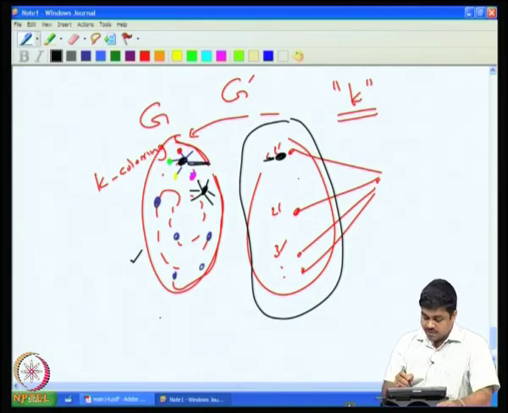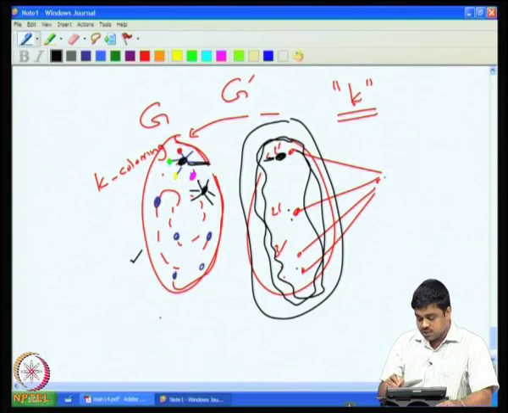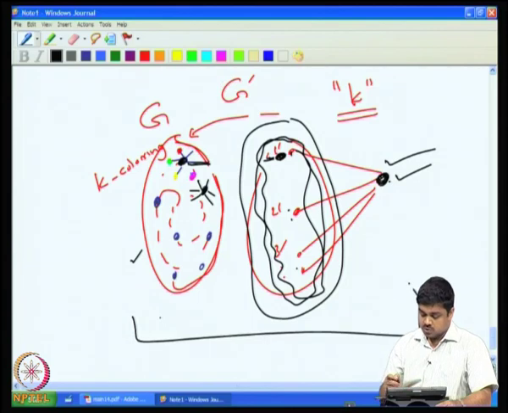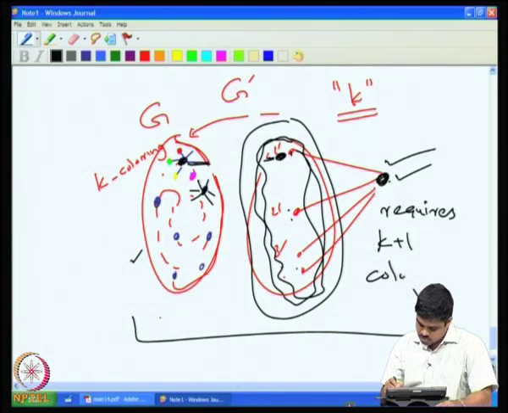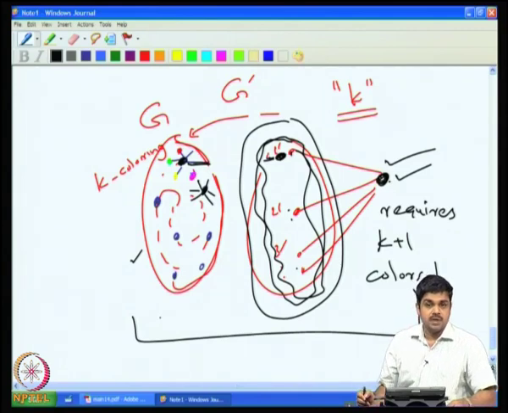So it so happens that all the k colors will appear in this set, in this group also. And now the final vertex has to get a new color, because all the available k colors have appeared in its neighborhood, so it should get a k plus 1, there is no other way. So it requires k plus 1 colors. So that is what we can infer.